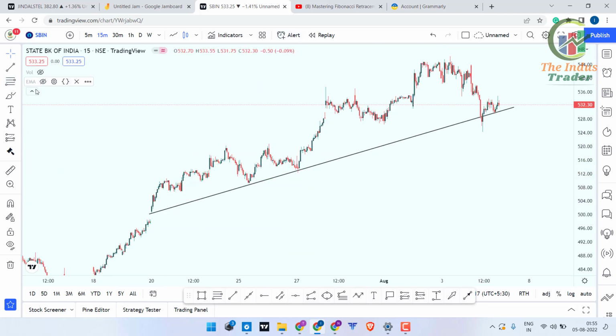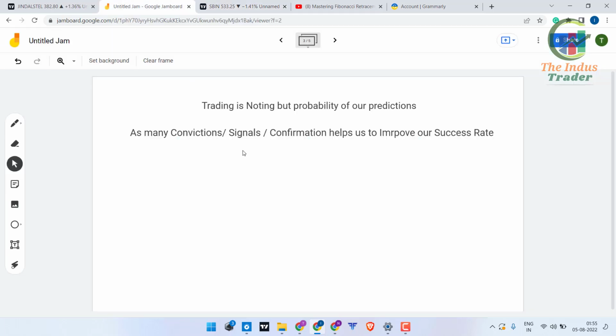So I just want to show you this, like we are increasing our probability by using one more confirmation. Just as I explained, as many convictions, as many signals, as many confirmations you are getting, then obviously your success rate or probability will also increase in that trade. So for that simple reason, we are using this EMA along with our Fibonacci retracement.